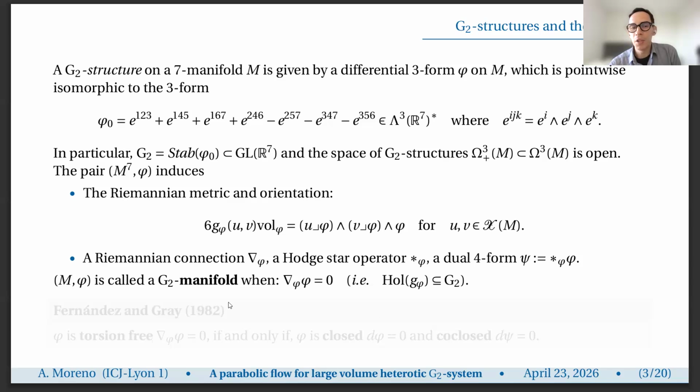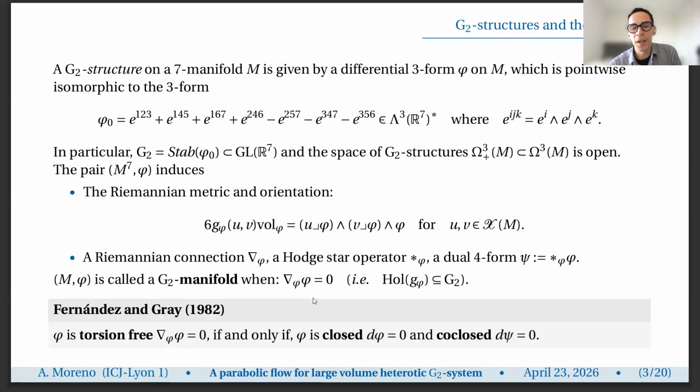We say that the manifold is a G2 manifold if the 3-form is parallel with respect to the Levi-Civita connection induced by the G2 metric. Because of the holonomy principle, this condition means that the holonomy of the corresponding Riemannian metric is contained in the group G2. The main problem in G2 geometry is trying to construct these examples, these G2 manifolds. But the condition is a nonlinear PDE, so trying to solve this kind of equation is very hard.